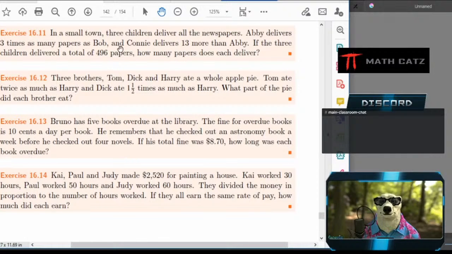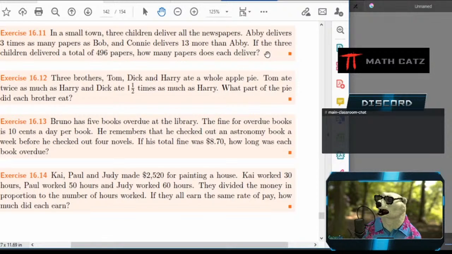In a small town, 3 children deliver all the newspapers. Abby delivers 3 times as many papers as Bob. Connie delivers 13 more than Abby. If the 3 children delivered a total of 496, how many papers does each one deliver?